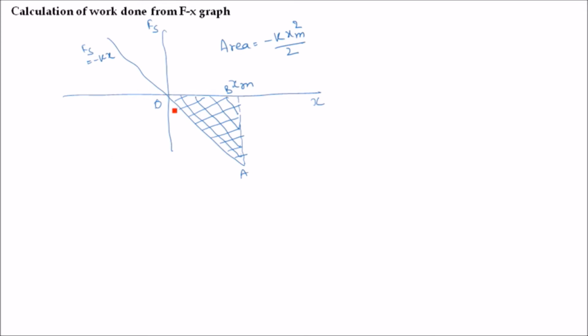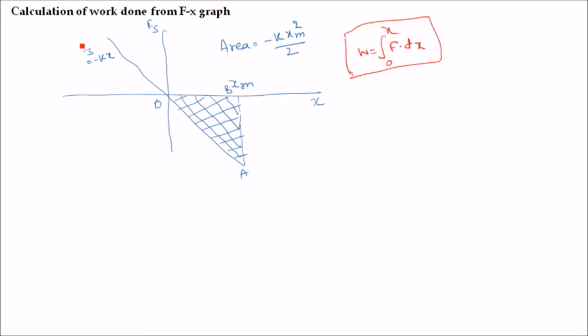So this is basically the F-x graph, and we have already learned that in the case of an F-x graph, the area gives you the value of work done. As we know, the work done is equal to the integral of F dot dx. So this area gives you the work done. If I draw the F-x graph, then the area gives you the work done.